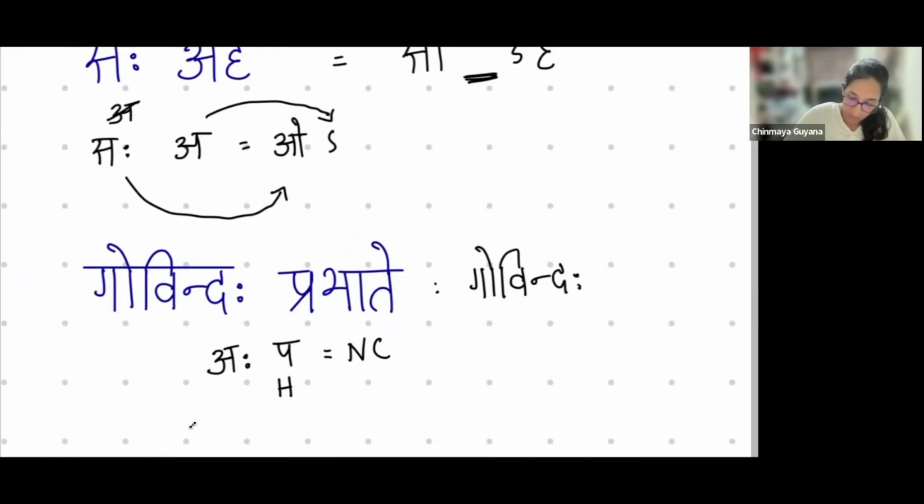So this answer is going to be Govindaha prabhate. Did anyone figure out where this came from? Karagre vasate Lakshmi, Karamule tu Govinda, Prabhate karadarshanam. Govindaha. You'll see the aha is there. Okay. All right. Next.